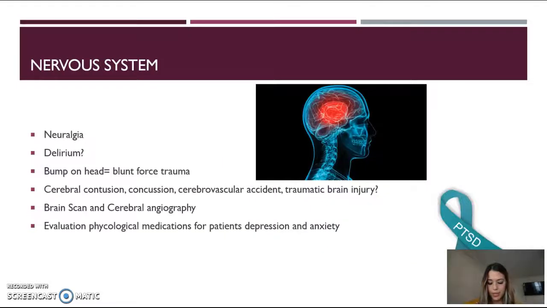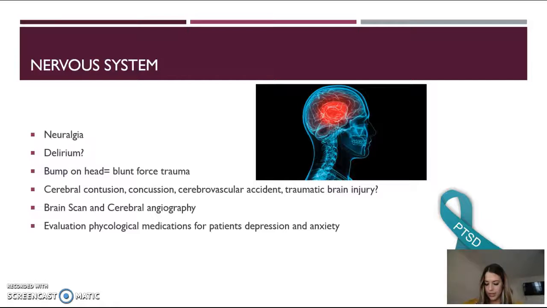The nervous system. Being that the patient is in a lot of pain, he can be experiencing neuralgia. I would assess the patient for delirium and try to diagnose a head injury. The bump on his head is a sign that he did have some sort of blunt force to the head. Cerebral contusion is a possibility because the bump was on the front of Don's head.